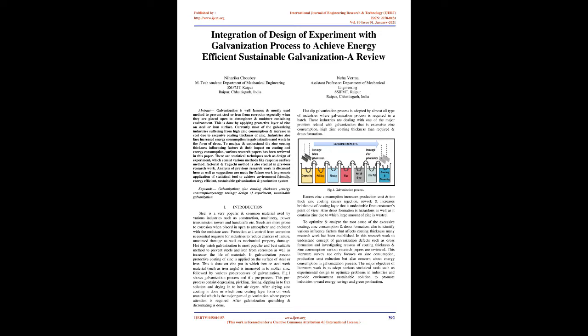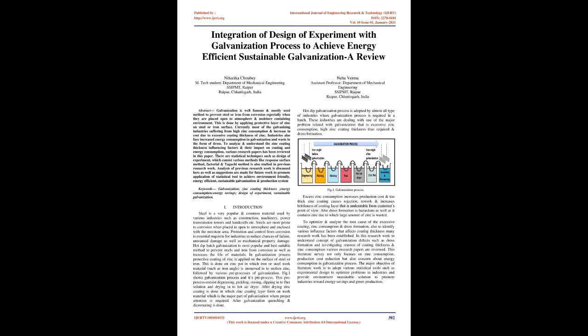Introduction. Steel is a very popular and common material used by various industries such as construction, machinery, power transmission towers and handcrafts. Steels are more prone to corrosion when placed open to the atmosphere and in moisture-enclosed areas. Protection and control from corrosion is an essential requisite for industries to reduce chances of failure, unwanted damage as well as mechanical property damage. Hot dip batch galvanization is the most popular and best suited method to prevent steel and iron from corrosion, as well as increase the life of materials.